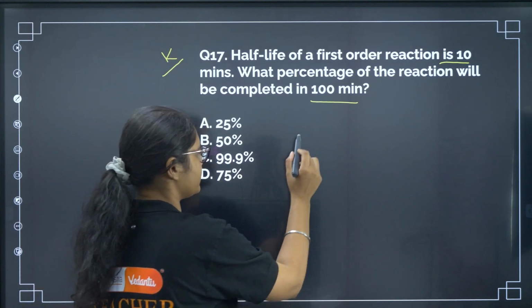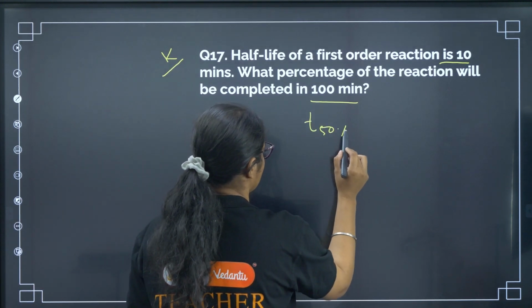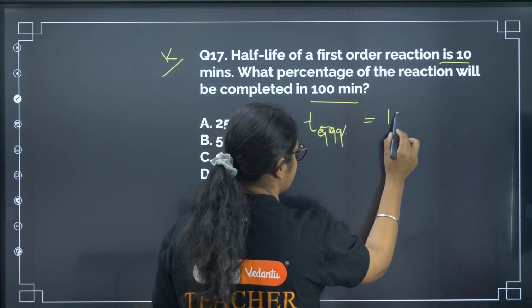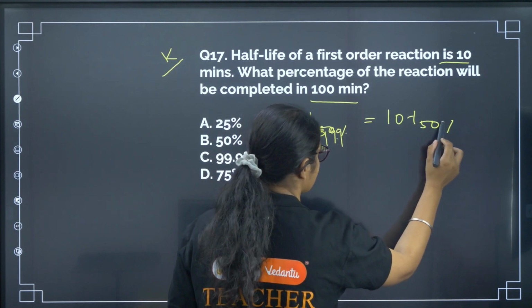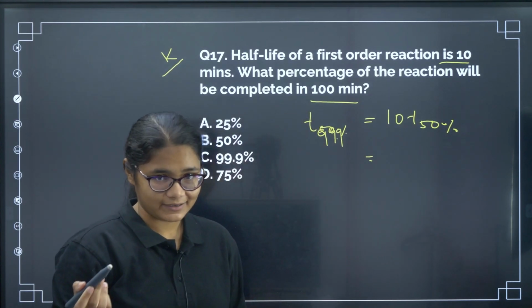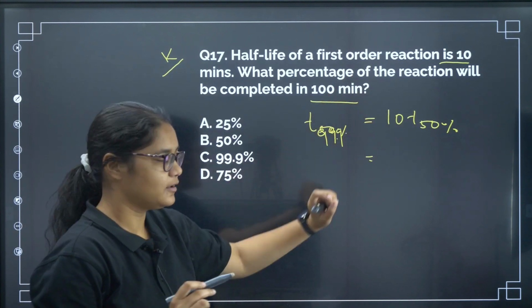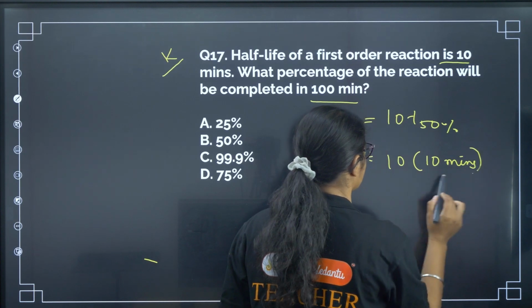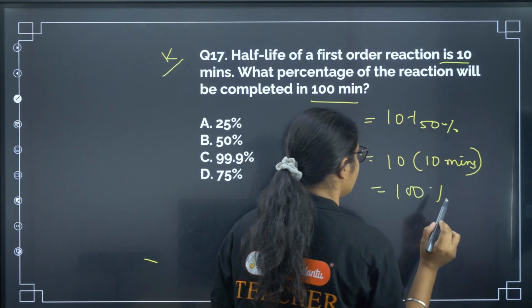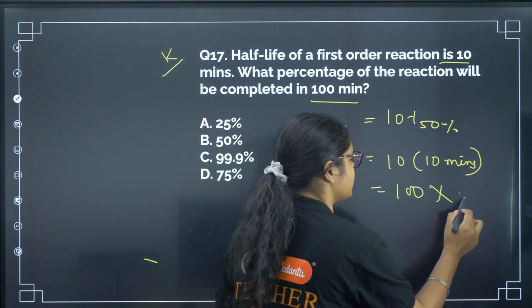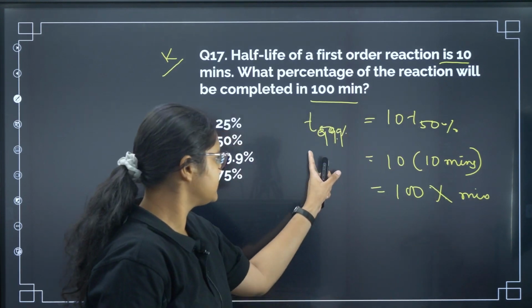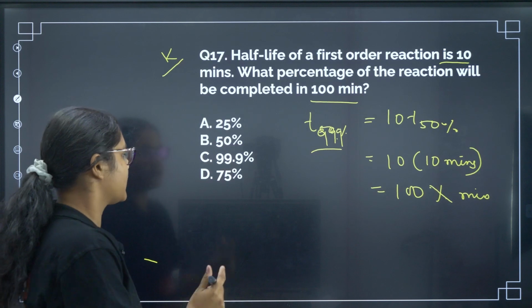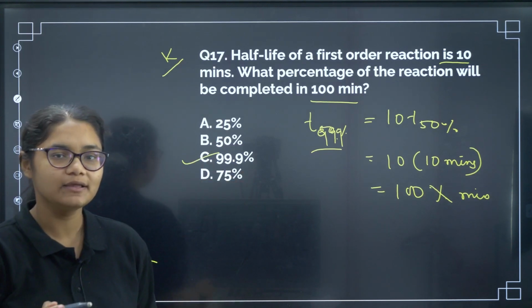The relation that I have told you, T99.9% is equal to 10 times T50%, right? So now if you see, 100 minutes is 10 times the half-life here. If I write 10 into 10 minutes, that is the half-life here. So that means in 100 minutes how much will be covered? T99.9%. You need not solve it at all, right? So the correct answer for this question is option number C.